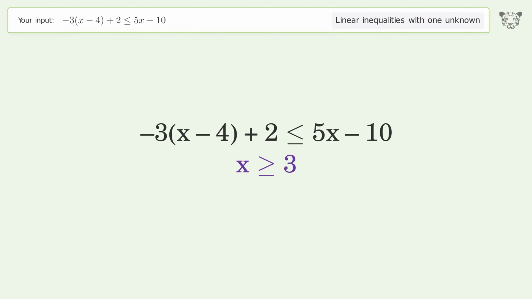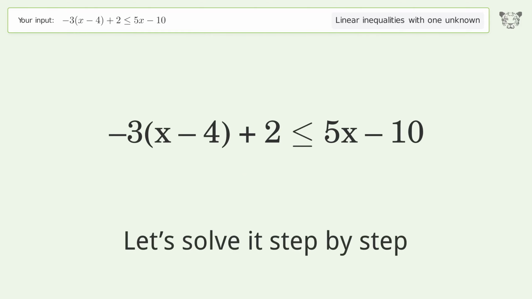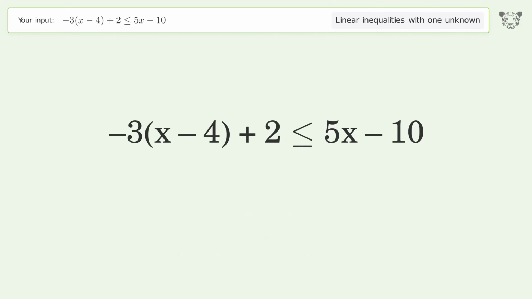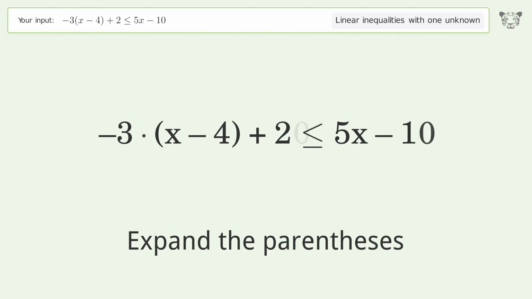You ask Tiger to calculate. This deals with linear inequalities with one unknown. The final result is x equal or greater than 3. Let's solve it step by step. Simplify the expression. Expand the parentheses.